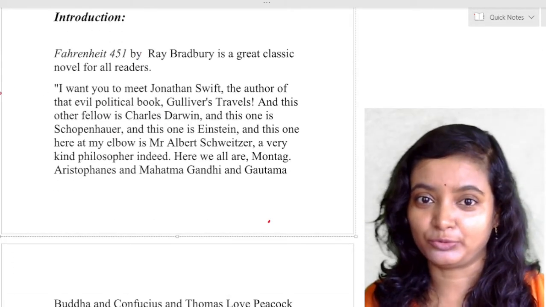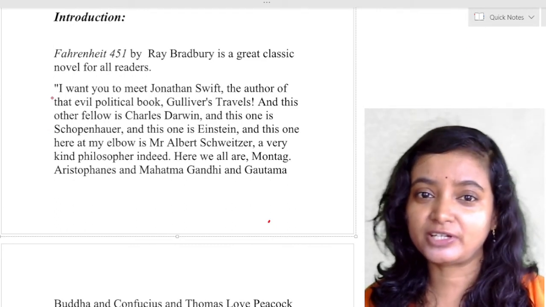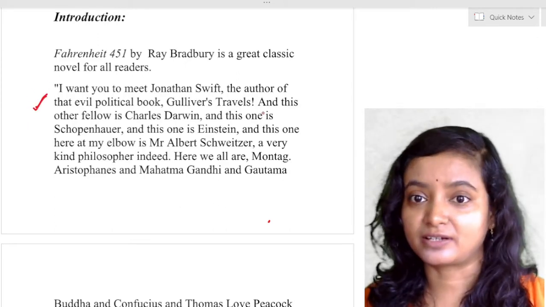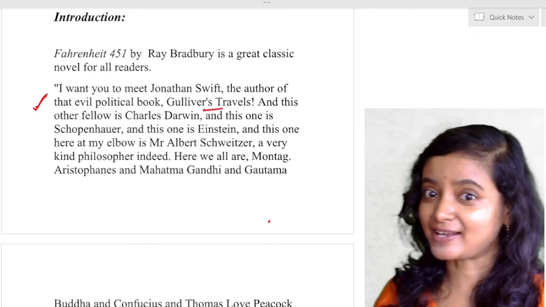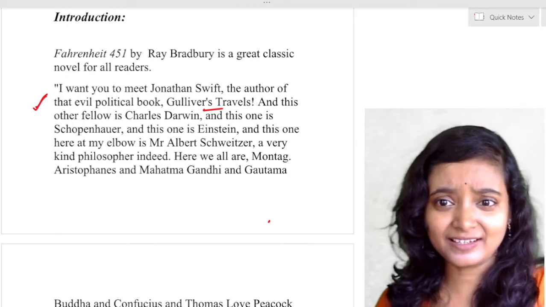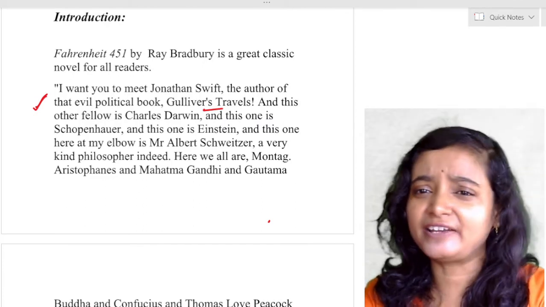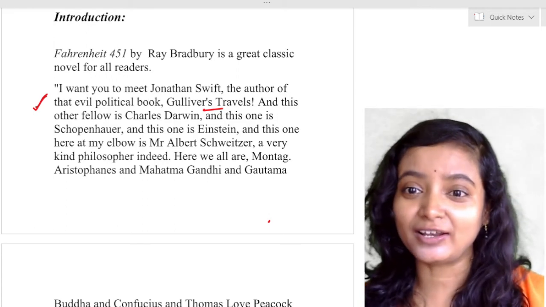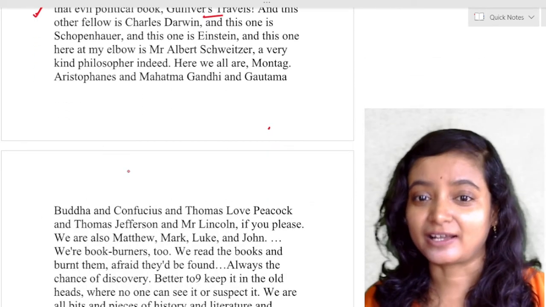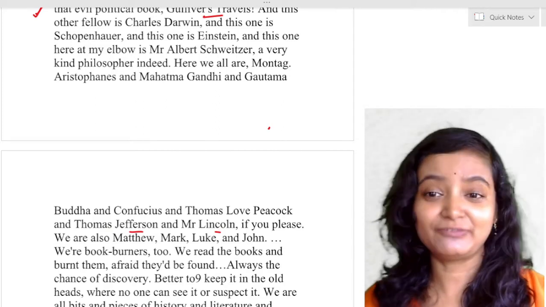I want you to meet Jonathan Swift, the author of that evil political book Gulliver's Travels, and this other fellow is Charles Darwin, and this one is Schopenhauer, and this one is Einstein, and this one here at my elbow is Mr. Albert Schweitzer, a very kind philosopher indeed. Here we all are: Montag, Aristophanes, Mahatma Gandhi, Gautam Buddha, Confucius, Thomas Love Peacock, Thomas Jefferson, Mr. Lincoln. We all are here, if you please.